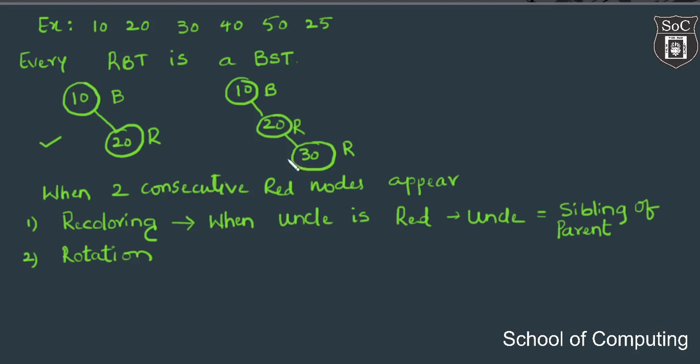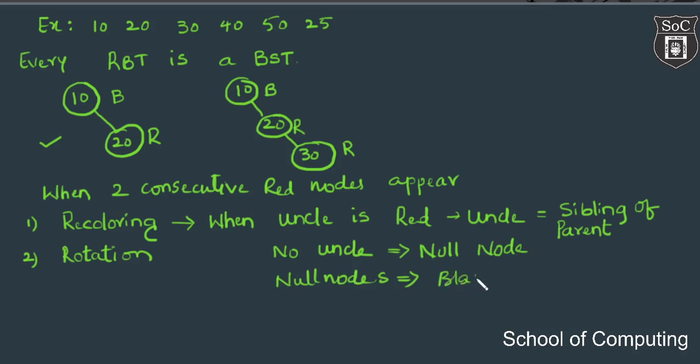Now here comes an important point. Does the uncle exist or not? In this case, uncle is not there. Uncle does not exist. When a node does not exist, it is treated as a null node. In the rules we have seen, when a node does not exist, it is called a null node, and all null nodes are treated as black.